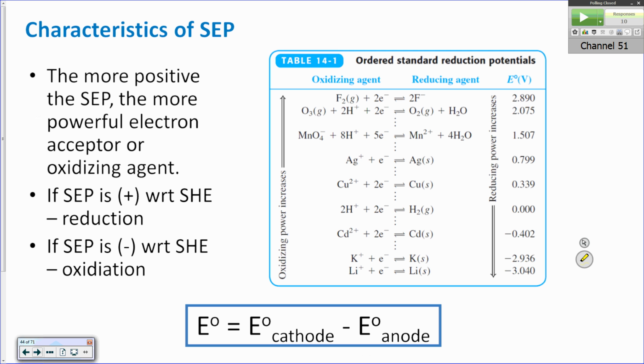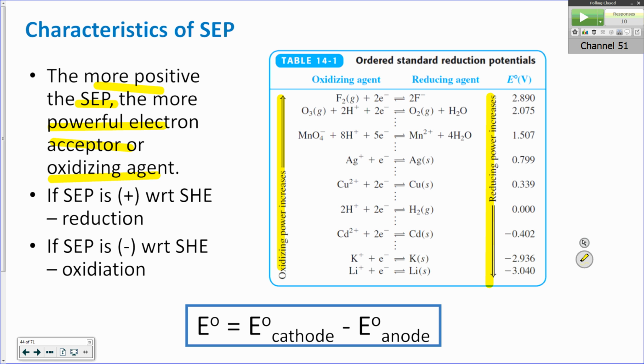Okay, so here are some of the things that you need to know about standard electrode potentials. The more positive the standard electrode potential, the more powerful the electron acceptor, or the more powerful an oxidizing agent it is. All right, and the arrows on the side tell you exactly what you need to see. Now, I'm going to give you tables similar to this on the exam, but they're not going to have these nice little arrows in there. So somewhere you need to understand what's going on here with these arrows, what it's saying.